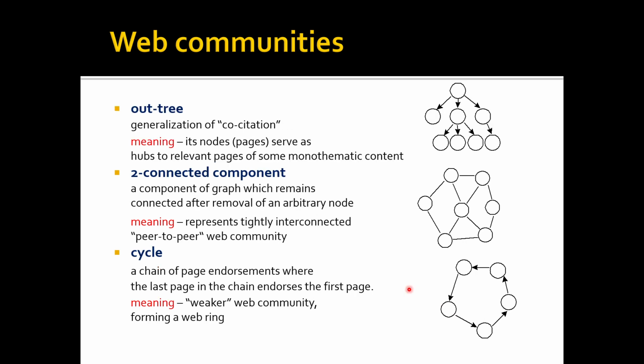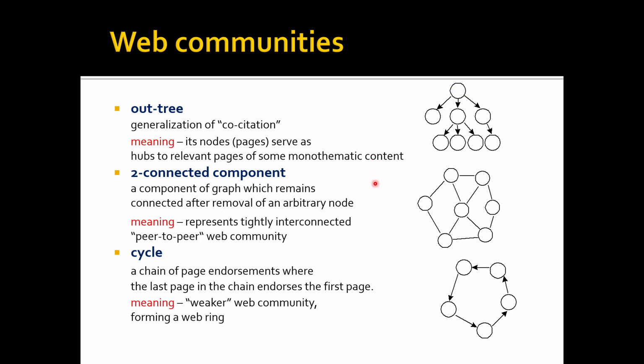The other way around is the out-tree. So we have some very high-level hub that refers to other pages, and some of the other pages refer to other pages, and so on. So basically we have the same as the in-tree, but the opposite. We have generalized co-citation, and basically we get something like a hierarchical hub, because this is something that is on top of the hierarchy.